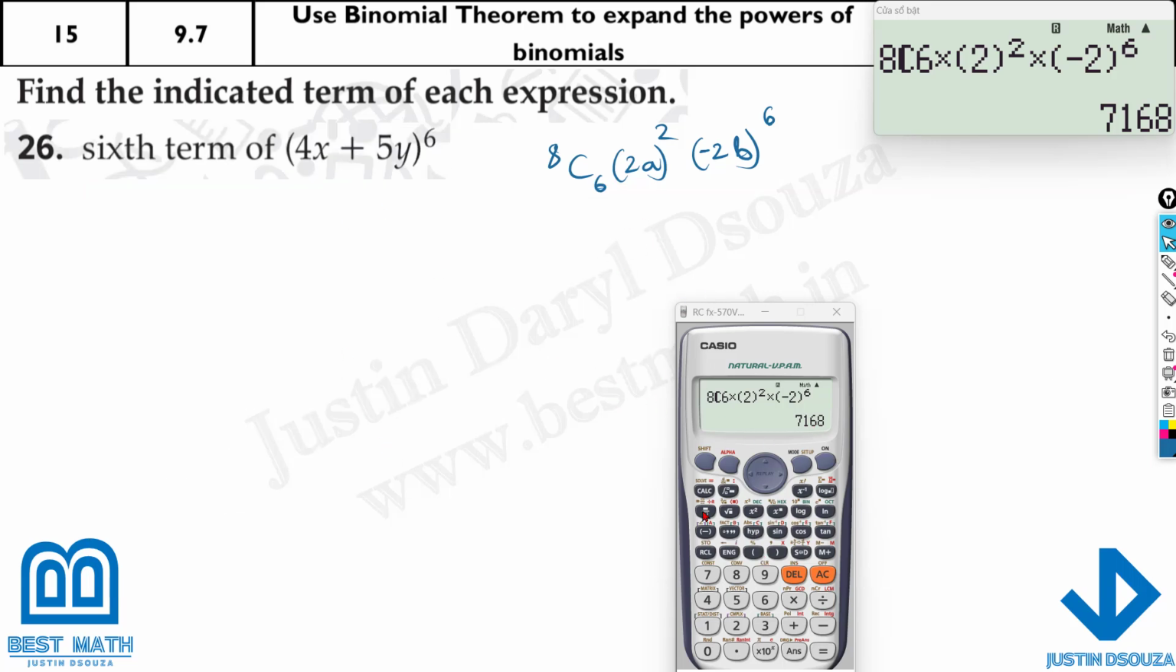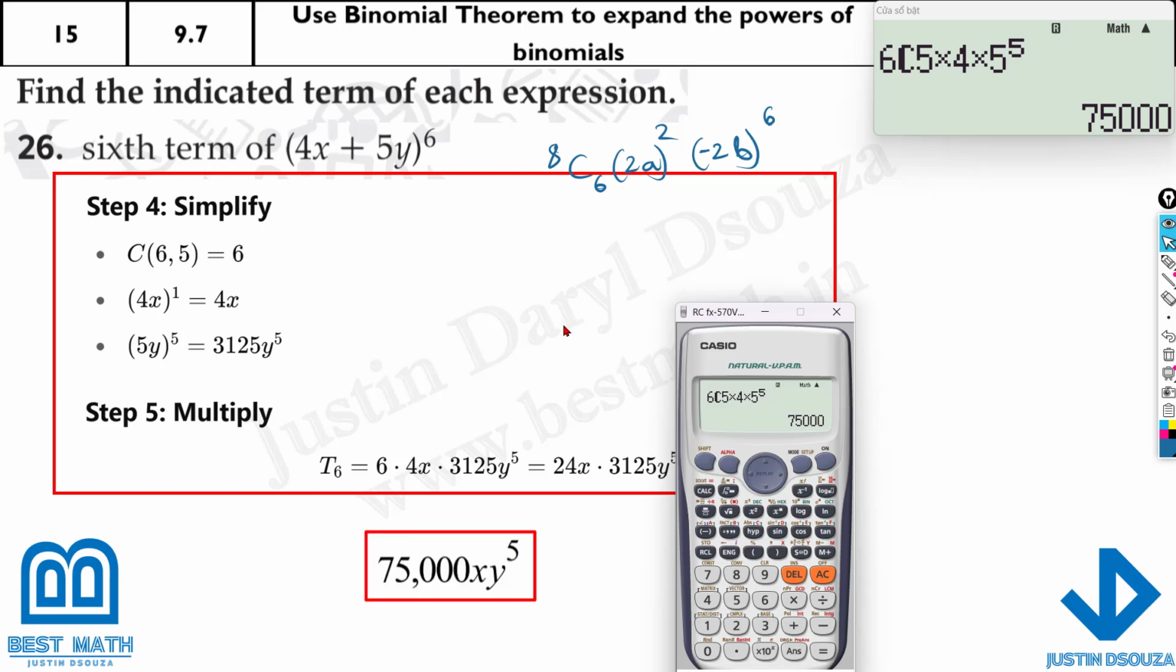Now here as well, it is 6c and it's sixth term, so it will be 6c5. And then we will multiply this with 4. Why? Because it will be 4 n minus k, that is 6 minus 5 is 1. And lastly, this is 5 raised to the power 5. I'm just directly jumping into the answer. Even this can be done because it's the electronic part. And here we go. It should be 75,000. That's the coefficient. What about x? X raised to power 1 and y is raised to k value, that is power 5.